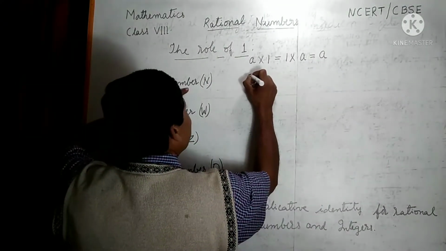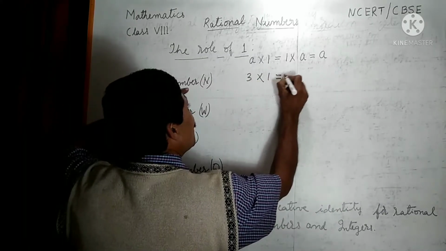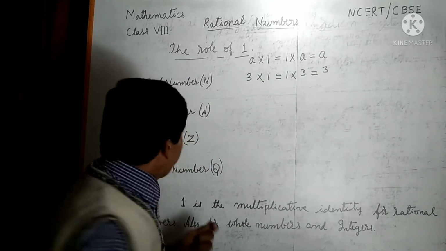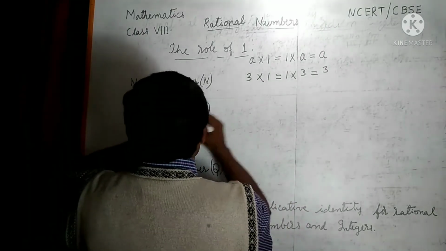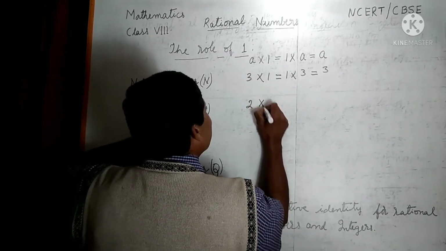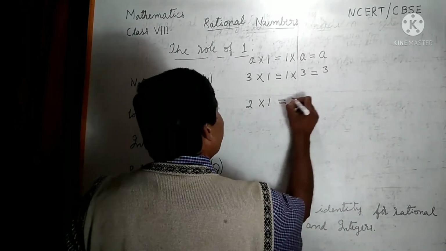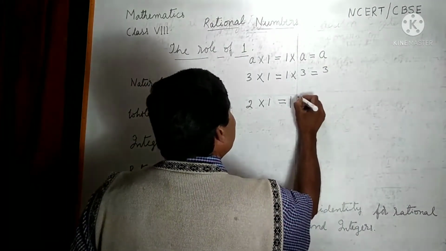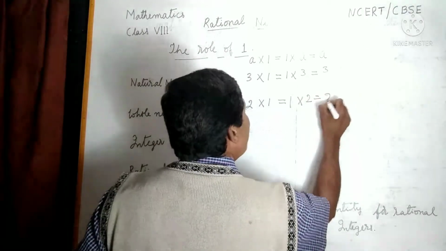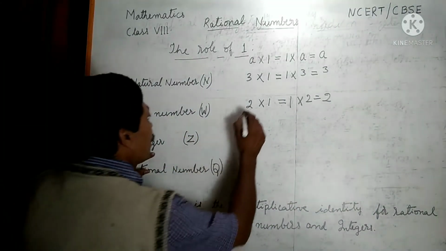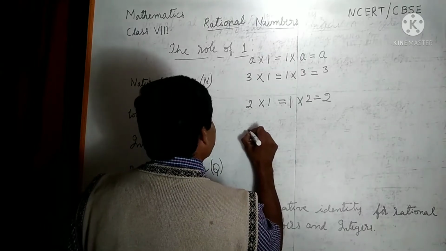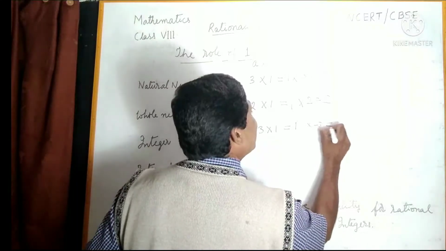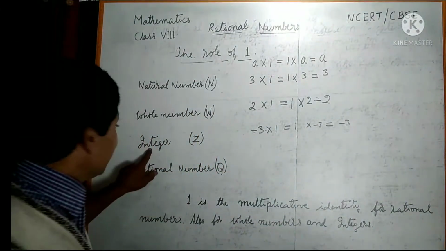Let us take a natural number. Let us take 3. 3 into 1 is equal to 1 into 3, we will get again 3 only. And for whole numbers, when we multiply 1 to a whole number, we will get a whole number again. When we multiply 1 to an integer, minus 3 into 1 is equal to 1 into minus 3, we will get minus 3 again, which is an integer again.